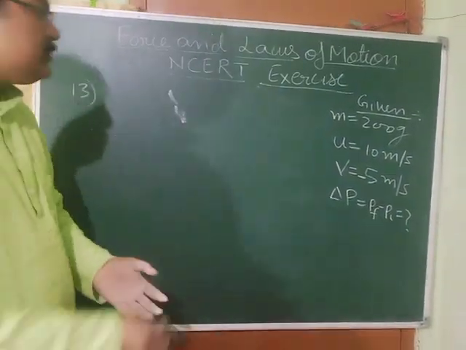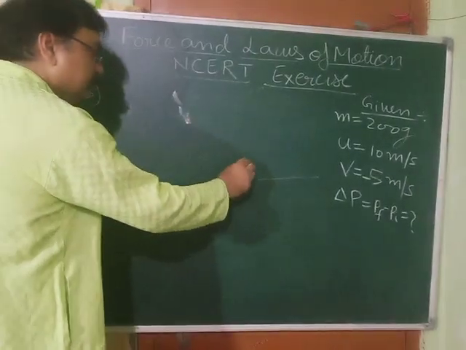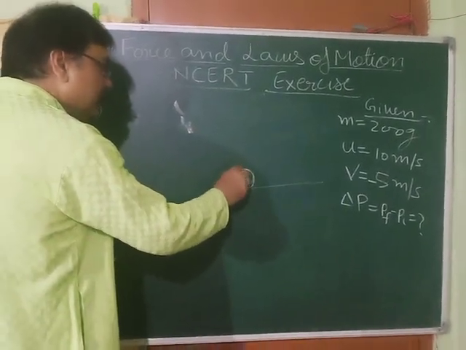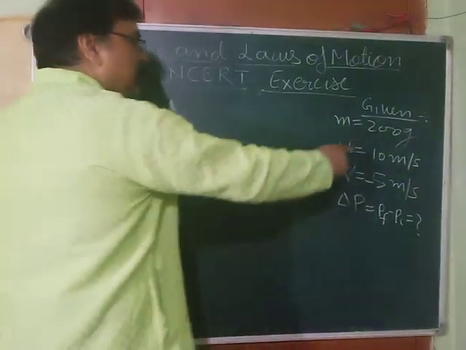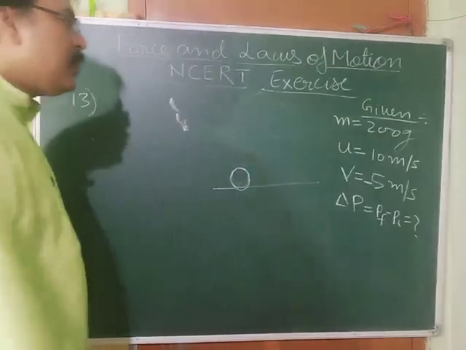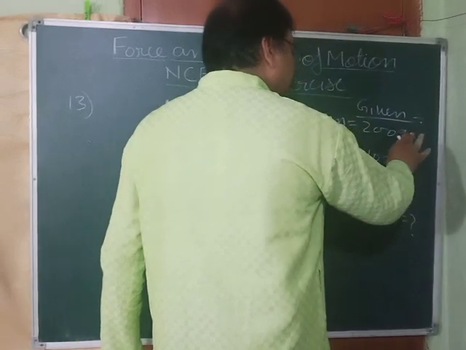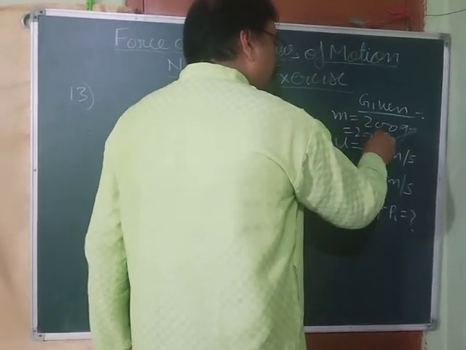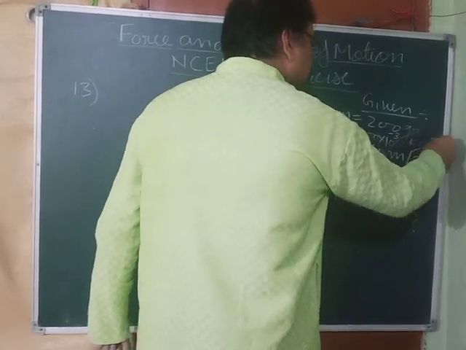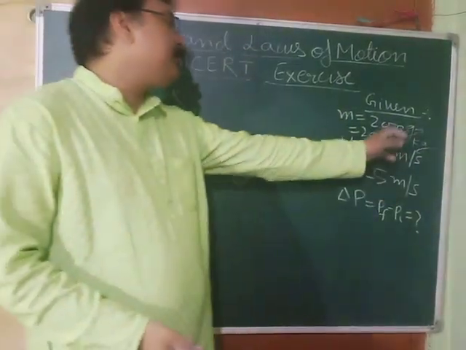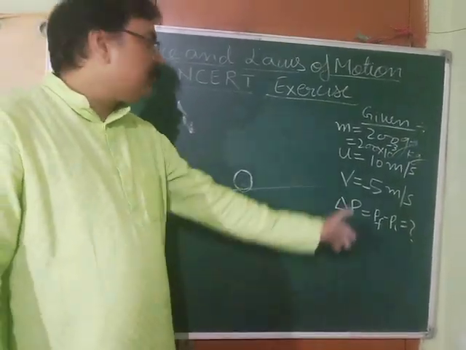In question number 13, what is there? There is a hockey ball. So this is the ground, this is a hockey ball. And now this hockey ball is having mass 200 gram. 200 gram is equal to how many kgs? You can write 200 into 10 raised to the power minus 3 kg. So if you want to convert from gram to kg, you have to multiply by 10 raised to the power -3. So we have got it in kg.